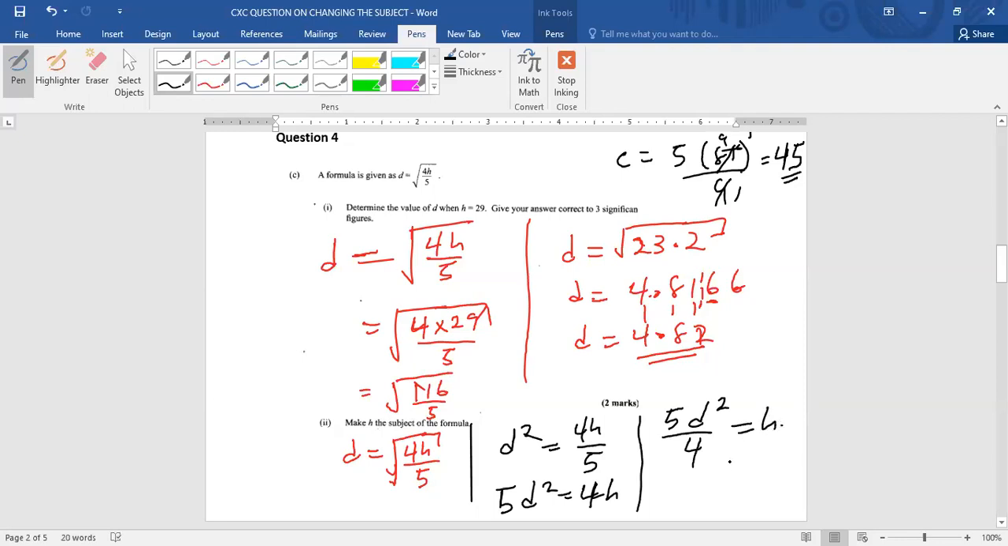Sir, if I have h equal to 4 over 5d square, am I wrong? Yeah, you're wrong. It can't be 4 over 5d square. Because you should remember that you have to move the 5 first. Then focus and move the 4. The 4 is multiplying, so the 4 will go and divide the other side, not the other way around. You understand that?